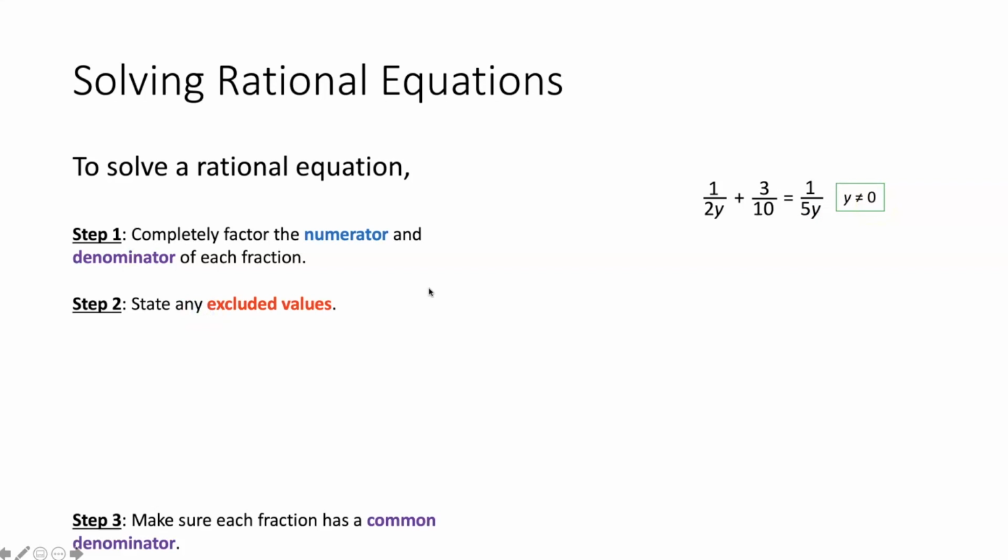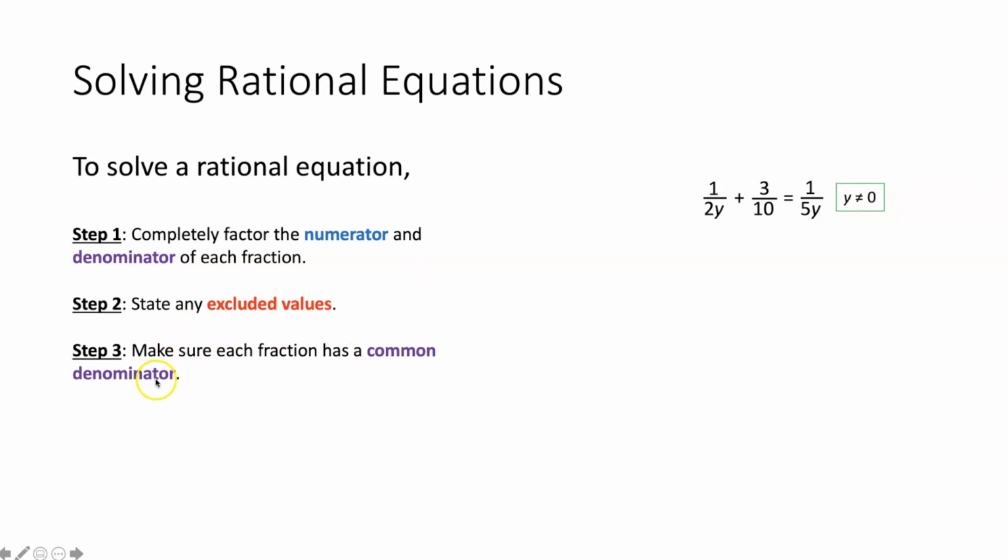Now we can move on to step 3, where we make sure each fraction has a common denominator. So we look at the denominator of each of these fractions, and we need to determine what is the least common denominator between 2y, 10, and 5y. Well, I think it's going to end up being 10y. So how would I get this denominator to be 10y? That would be 5. And remember, whatever I do to the denominator, I have to do to the numerator. That way I'm multiplying by a form of 1, it doesn't actually change my fraction.